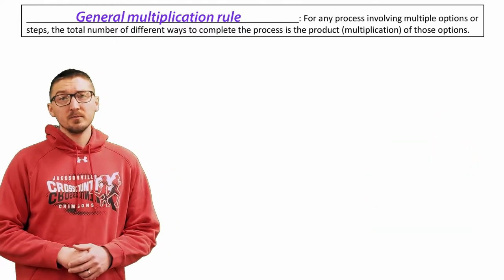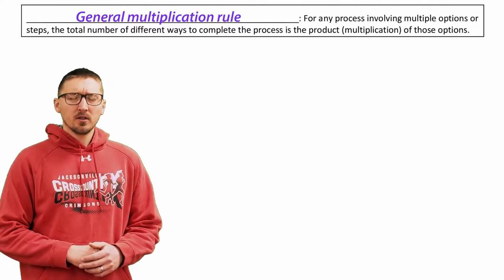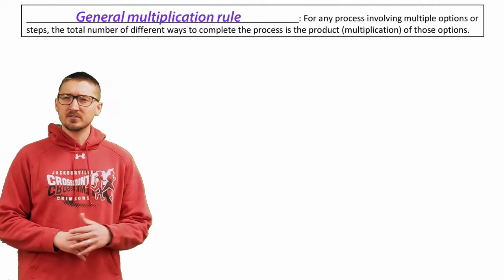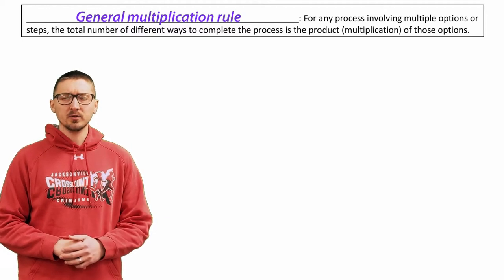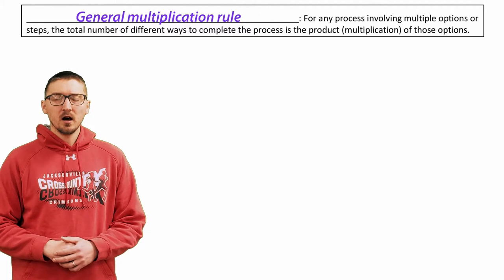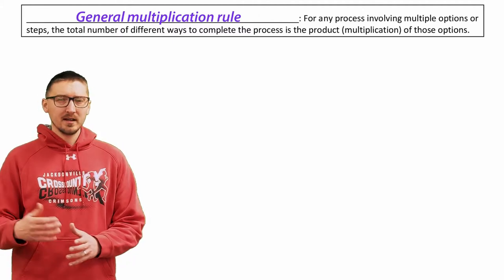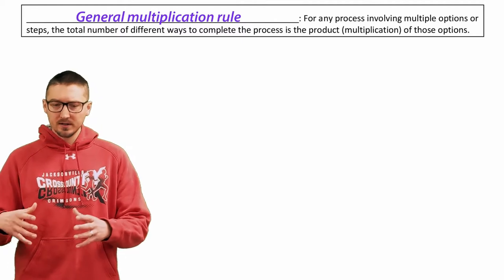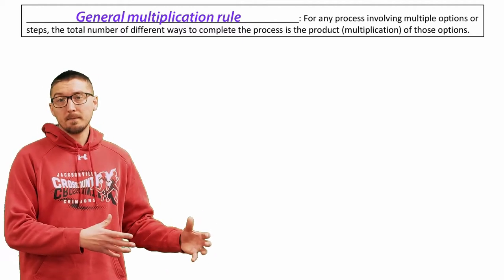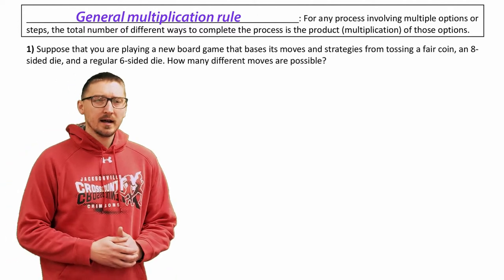That says that for any process involving multiple options or multiple steps, the total number of possible ways, the total number of different ways to complete that process is just the product, meaning multiplication, of those options. And that sounds pretty convoluted, but the name kind of gives away that you are multiplying the possibilities up. Right beneath this definition is our first problem, so that way you can see how this works.